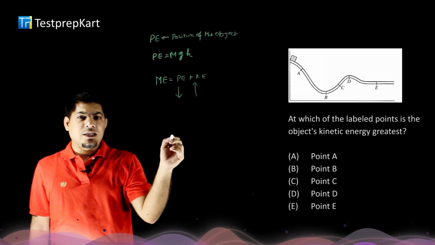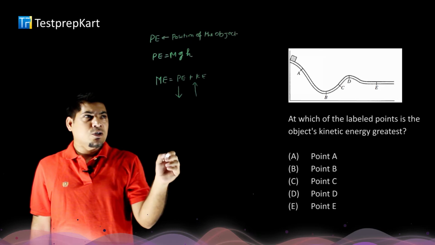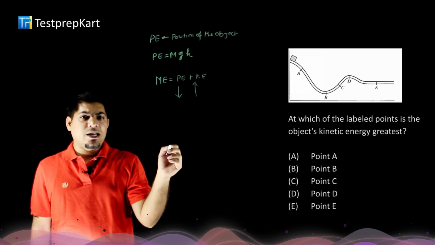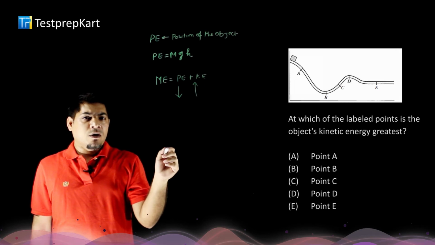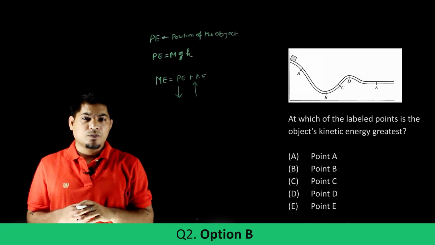In this figure we can see at point B, the height of the object is minimum, so potential energy will have minimum value. That's why kinetic energy will be maximum at point B. So choice B is correct for question number 2.